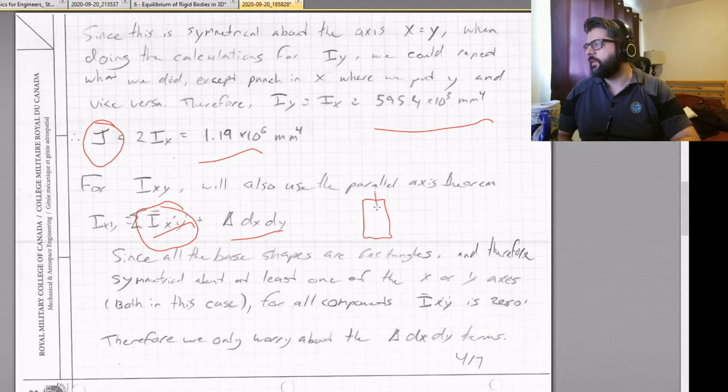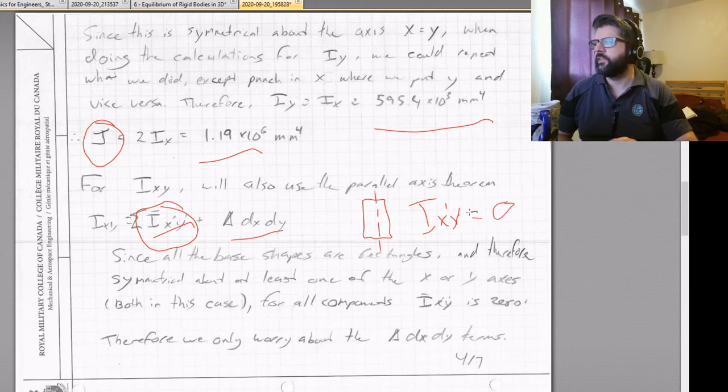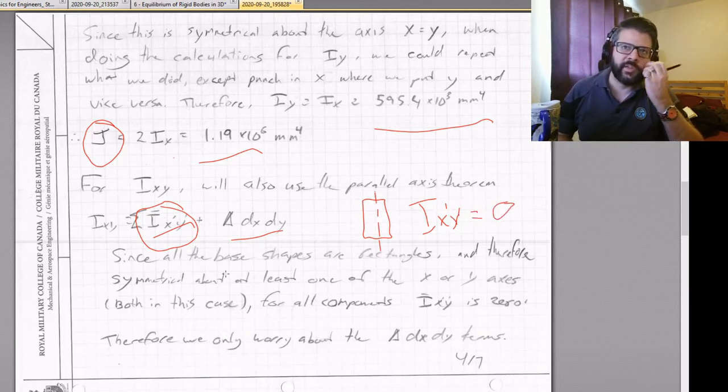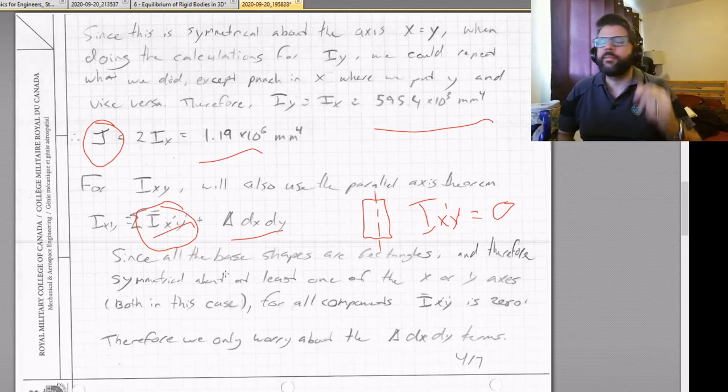So we know that those rectangles do have an axis of symmetry about both the x and the y axis. So we know that the Ix'y' for all of those is going to be 0. I could let you do the calculations, but why bother? If we identify that that's the case, just state it. Because those are symmetrical about the x-axis or about the y-axis, the individual components are 0.